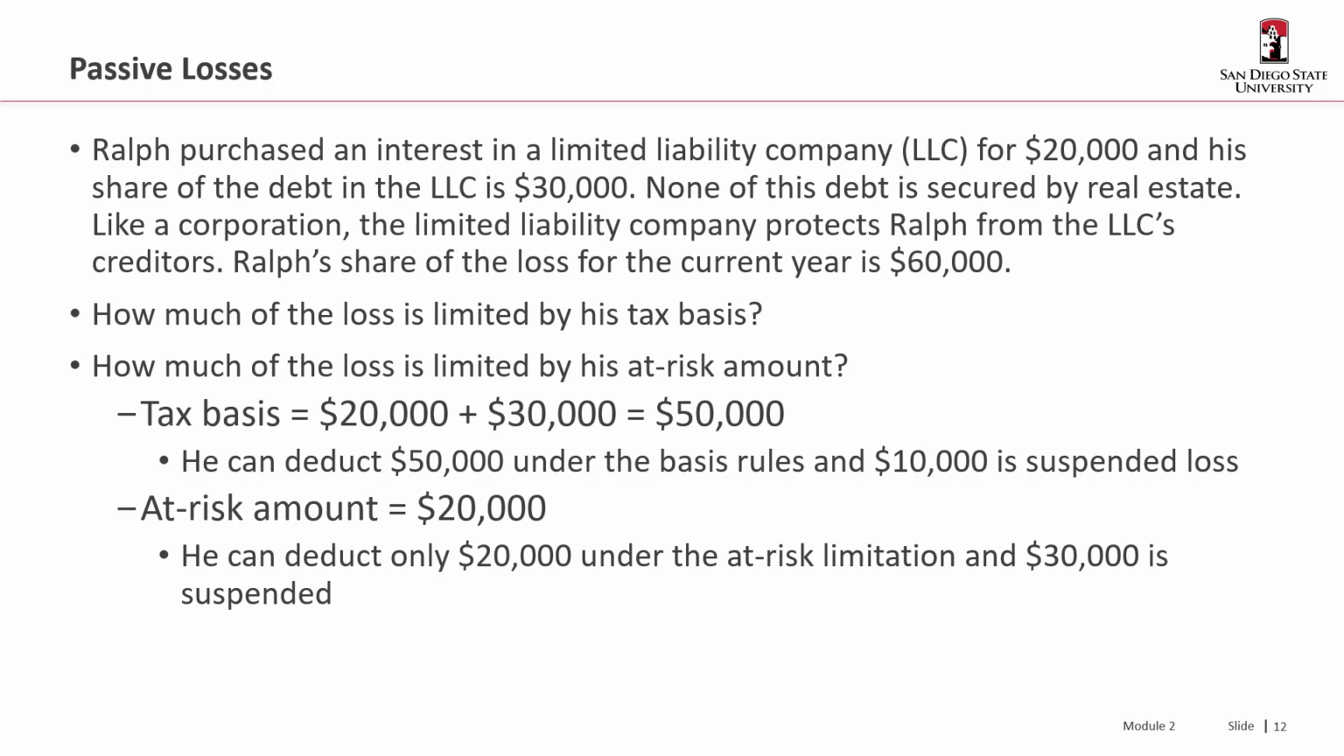Now, this is a waterfall type technique. So what this means is you have to get past basis before you consider at risk. The at risk can only consider the loss that made it through basis. So how much loss made it through the basis rules? Only $50,000. How much at-risk amount does he have? $20,000. So he can deduct $20,000 under the at-risk limitation. But only $30,000 is suspended, not $40,000, because only $50,000 made it through the tax basis limitation.